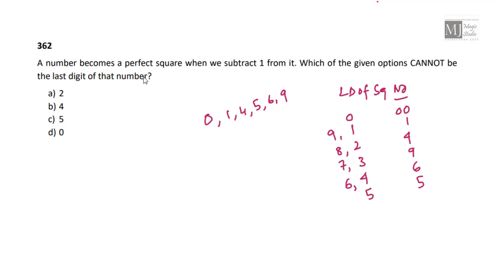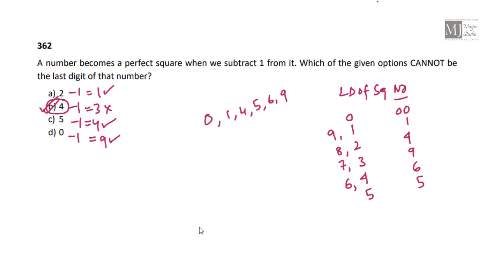Which of the given options cannot be the last digit of that number? 2 minus 1 is 1. This number may be a square number. 4 minus 1 is 3. A square number can never end with 3. 5 minus 1 is 4. It can be a square number. And 0 minus 1 is 9, which can also be a square number. Then out of these 4, we are sure that number cannot end with 4, because 4 minus 1 is 3 and no square number ever ends with 3.